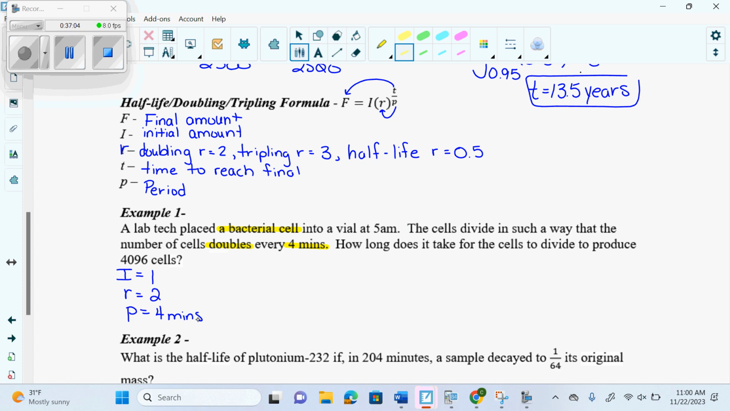Okay. Here it says, how long does it take for the cells to divide to produce 4,096? So what did it give me? And it asked me for the time to reach final, which is T. So I'm going to be missing an exponent, and when I'm missing an exponent, I can log. So I'm going to get 4,096 equals 1 bracket 2 to the T over 4.